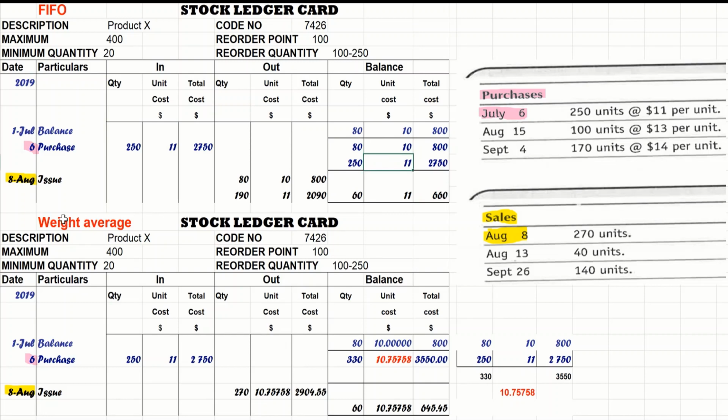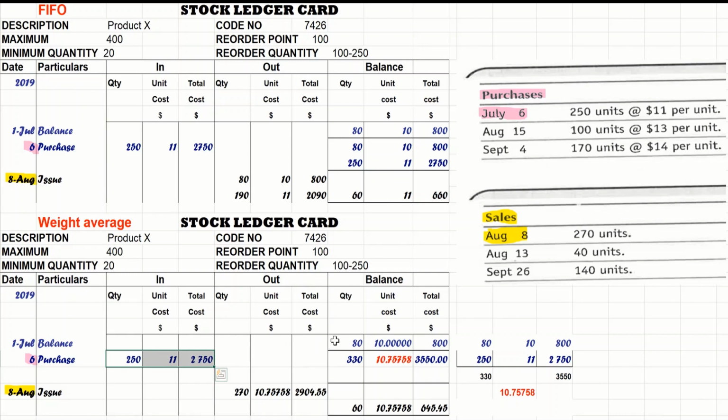If we look at our weight average system, we still purchase 250 units at $11. So I still go to the 6, I still write purchases, still the in column, and I just put the details there. So you can see weight average and FIFO in the in column at this stage is exactly the same. Weight average is normally for non-perishable goods, say, for example, CDs or DVDs or shoes that you're selling. So it doesn't really matter because they don't have a sell-by date.